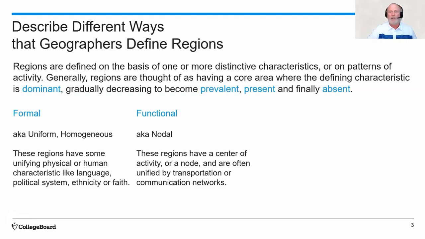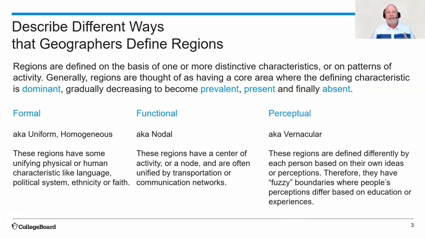The third kind of region that we can sometimes have is what we call a perceptual region. And this is sometimes AKA a vernacular region. And the reason why they call it perceptual or vernacular is because each person ultimately makes their own decisions about it. Perception is in your mind. So there may be characteristics that you perceive define that region. And generally speaking, people will agree, but not always.